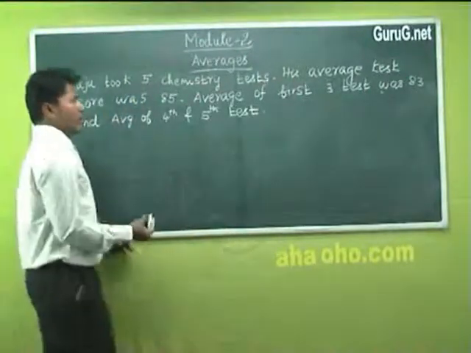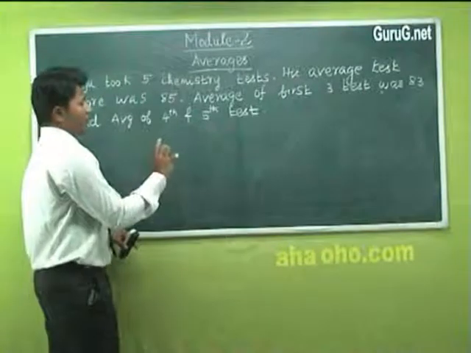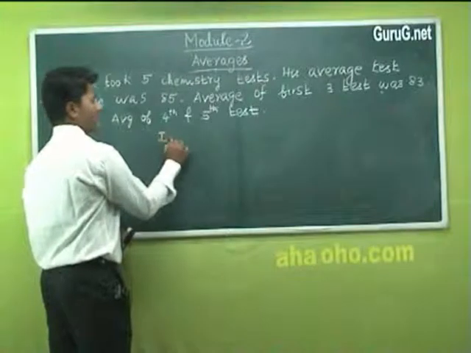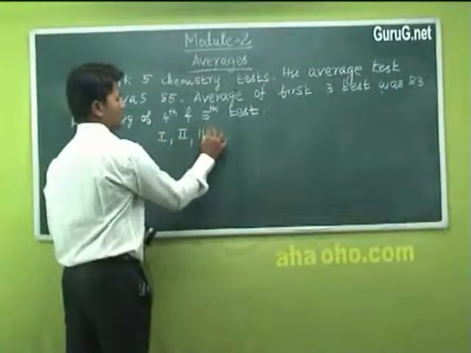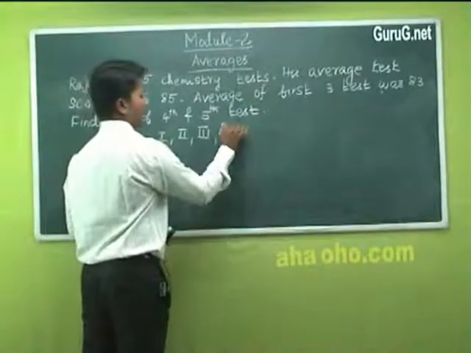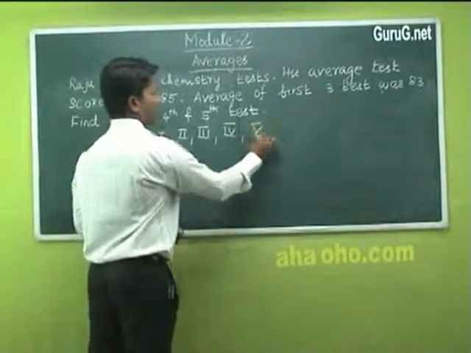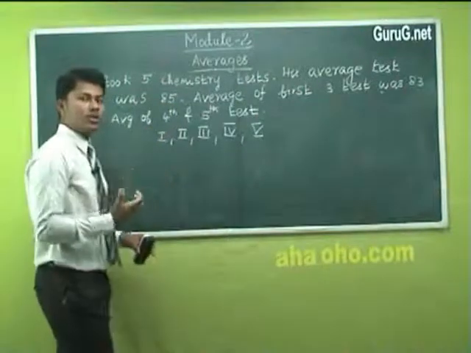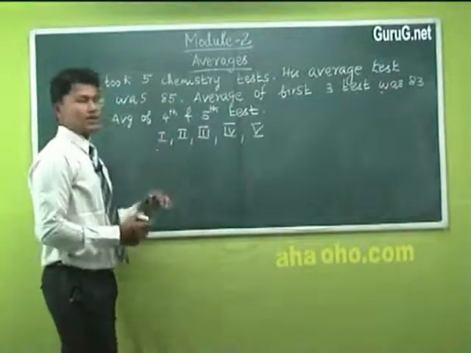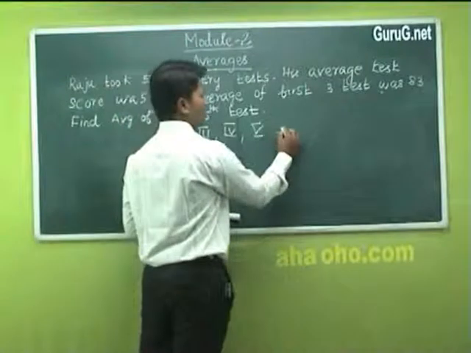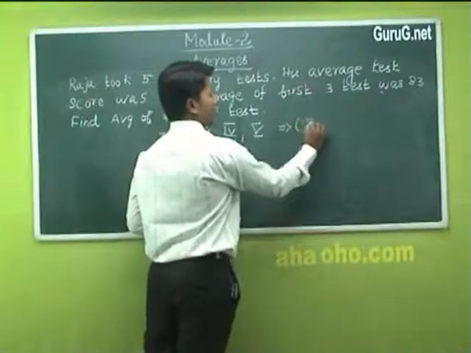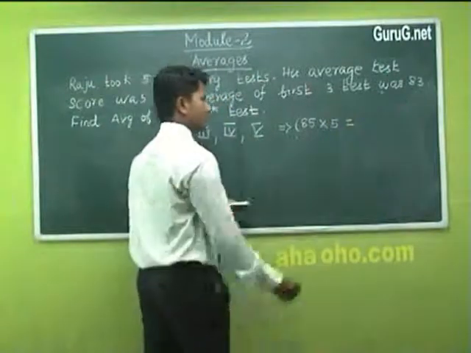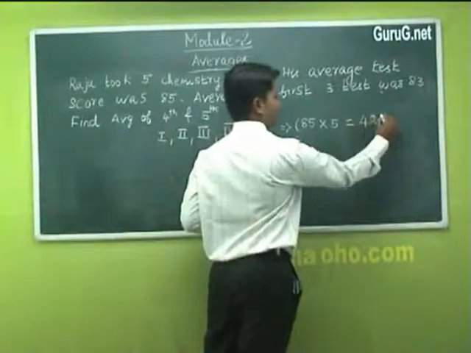Okay. So as I said, let us consider the 5 tests as 1, 2, 3, 4 and 5. Okay. Average of all these tests is 85. So what is the total score in all these tests? It can be easily found by multiplying the average by total number of tests, which is 425.